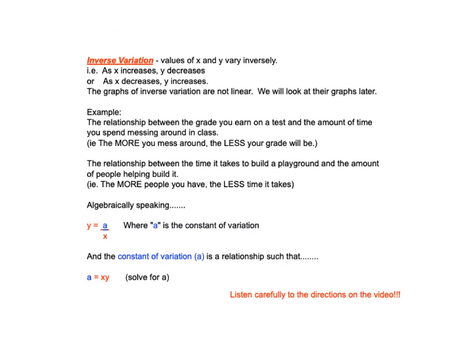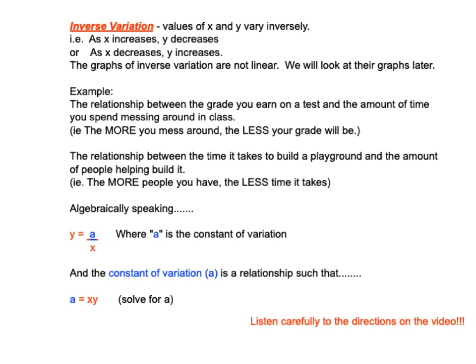Okay, then we have inverse variation. Inverse variation, the values vary inversely, which means as one goes up, the other goes down. So a real life example of that would be the grade you earn on a test and the amount of time you spend messing around in class, i.e., the more you mess around, that's going up, the less your grade will be. So it's varying inversely because you are doing more of one thing and getting less of something else. Okay?